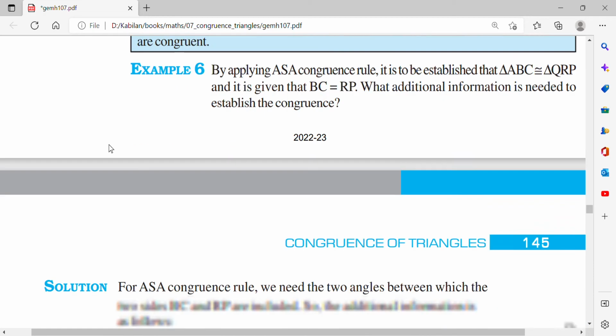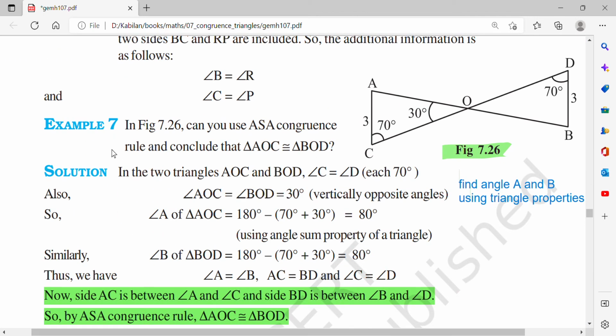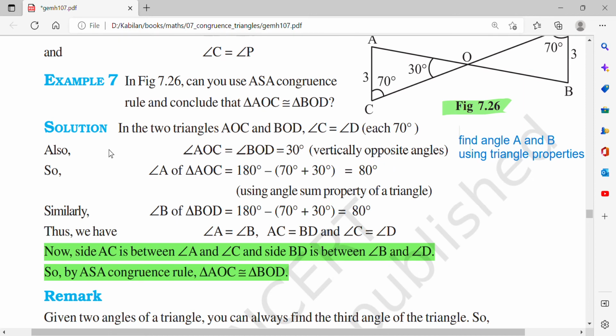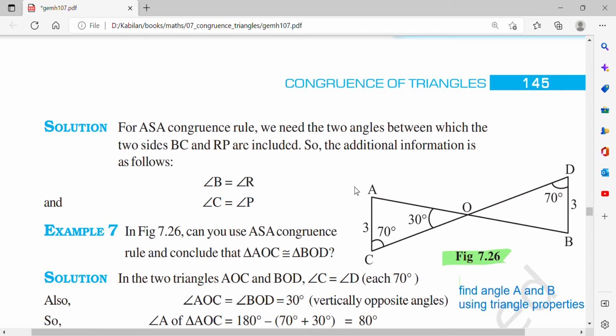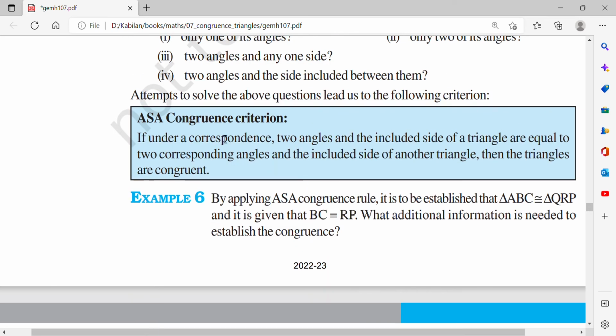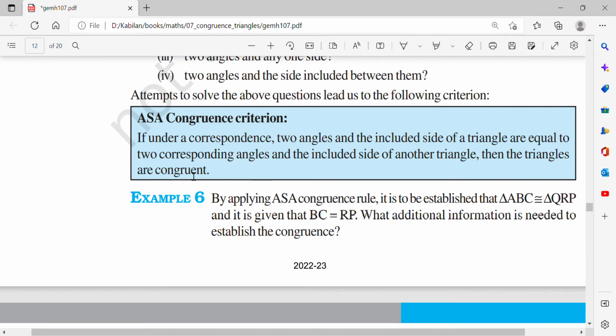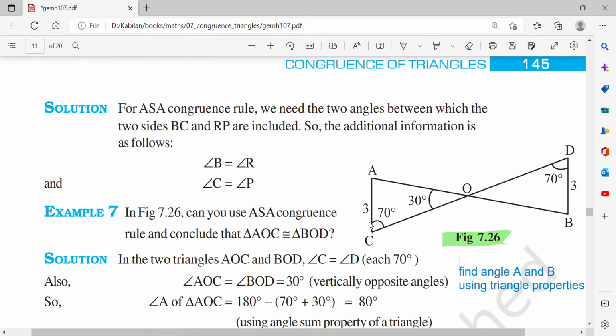Now that is the angle side angle property. Now here is a criterion: if under a correspondence two angles and the included side of a triangle are equal to the two corresponding angles and the included side of another triangle, then the triangles are congruent.